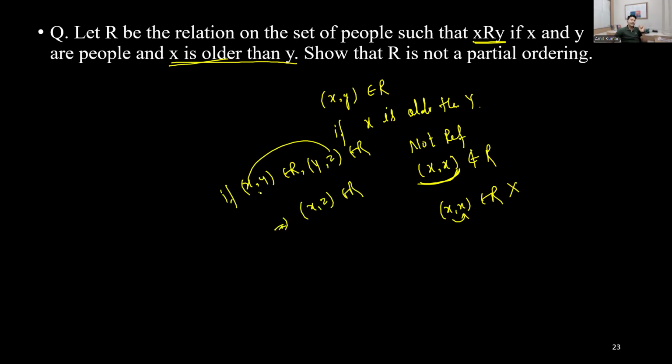Like here, x is older than y and y is older than z. So x is also older than z. Yes, so it is transitive. In the same manner, we can check for other things like antisymmetric or other relations. So this relation is finally not reflexive. Due to not being reflexive, it is not a partially ordered relation.